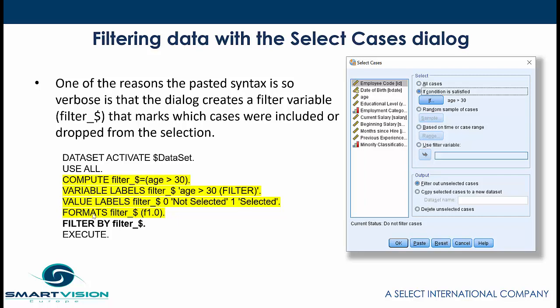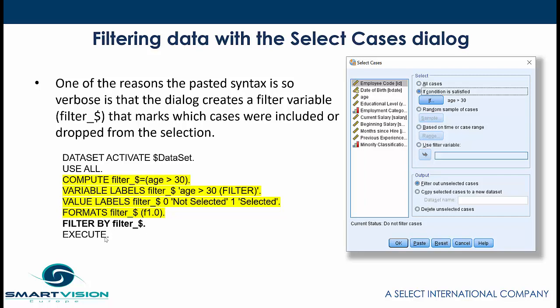And then it runs a little formats command. Formats here is just a way of cleaning up the formatting of the variable. In this case, it's getting rid of decimal places. It's saying that it should have a numeric width of 1 with 0 decimal places. And finally, it runs this very simple little statement that says filter by. This is the actual filtering statement, saying filter by this new filter variable that's been created, which is called filter_$, and it executes that.